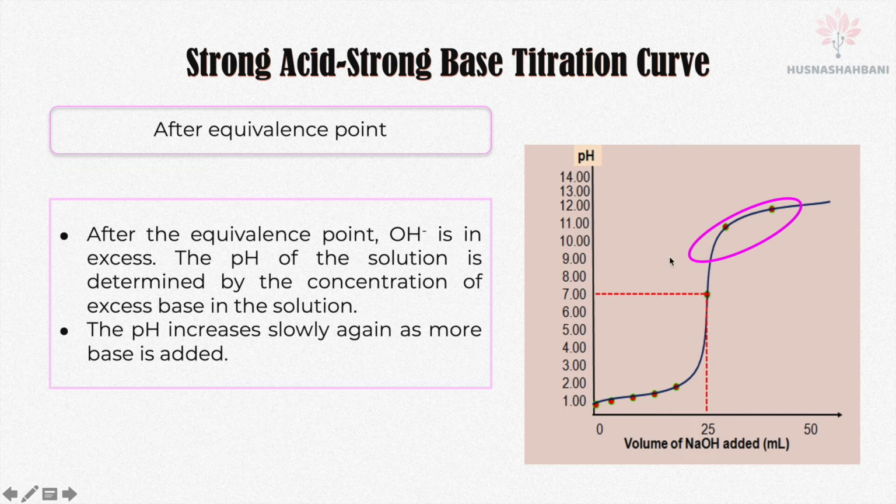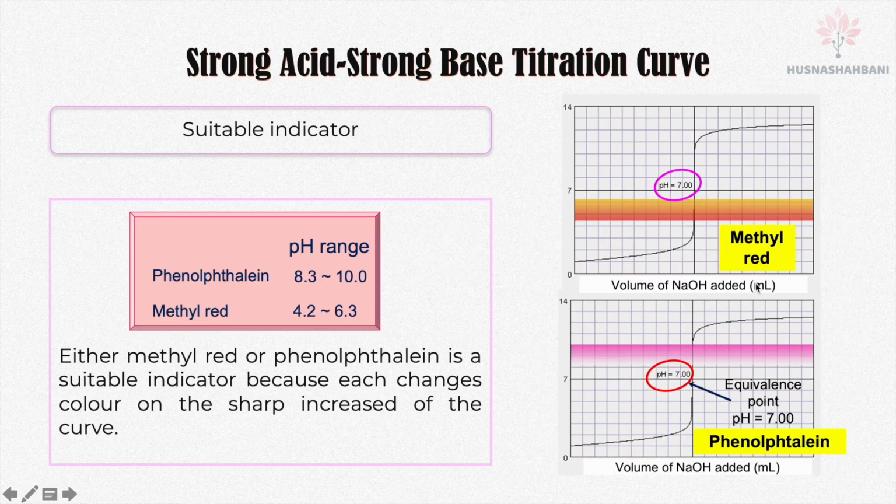After the equivalence point, all of the H3O+ has been used to react with OH-. So OH- is in excess after the equivalence point because you keep adding the NaOH. The pH of the solution is determined by the concentration of excess base. When you keep adding more and more NaOH, the concentration of OH- keeps increasing. That will increase the pH slowly again as more base is added. And that's it for the titration curve.